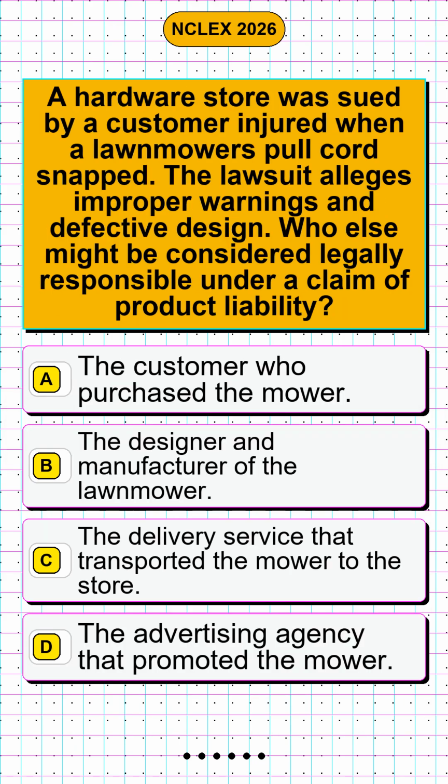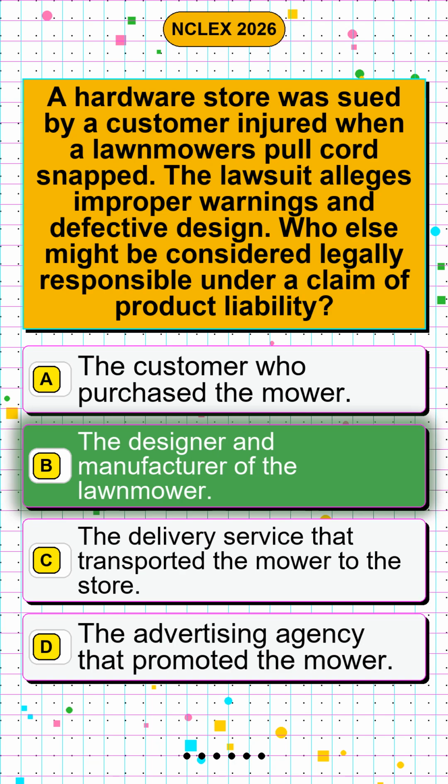Question 4. A hardware store was sued by a customer injured when a lawnmower's pull cord snapped. The lawsuit alleges improper warnings and defective design. Who else might be considered legally responsible under a claim of product liability? Option A. The customer who purchased the mower. Option B. The designer and manufacturer of the lawnmower. Option C. The delivery service that transported the mower to the store. Option D. The advertising agency that promoted the mower.